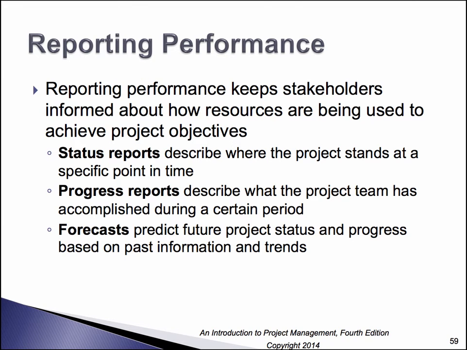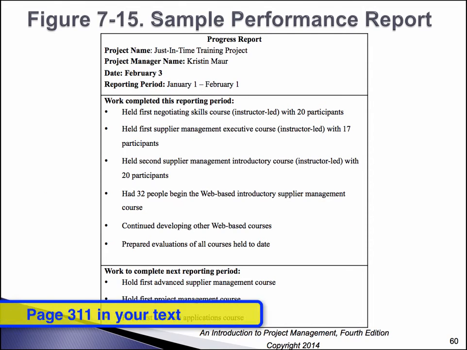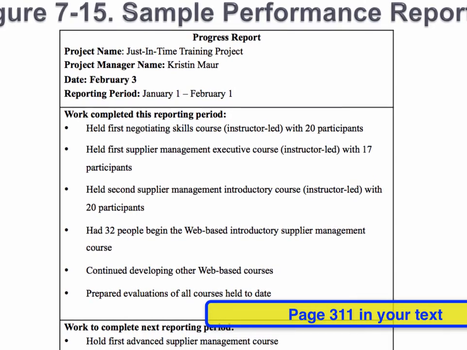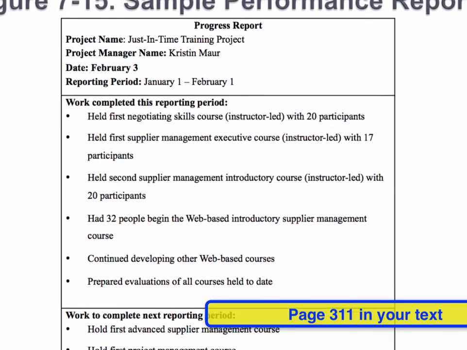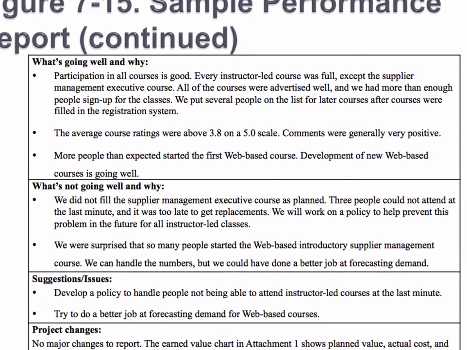What does reporting performance really look like? Well, it keeps the stakeholders informed about how the resources are being used to achieve the project objectives. You've got status reports, progress reports, and forecasts. You should be able to tell at any moment whether your project is ahead of schedule or behind schedule, ahead of cost or behind cost. Here's a sample performance report that you might hand out to your stakeholders. And here's more of it.